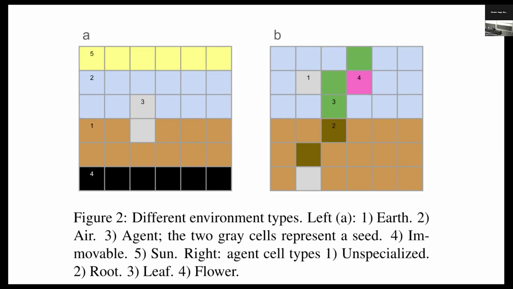And then we've got the cell types. Here you see the unspecialized ones, which are the ones cells start with, and then roots that can harvest earth nutrients from the soil, leaves that can harvest air nutrients from the air, and then flowers, the pink ones, which under certain conditions allow for reproduction with variation.